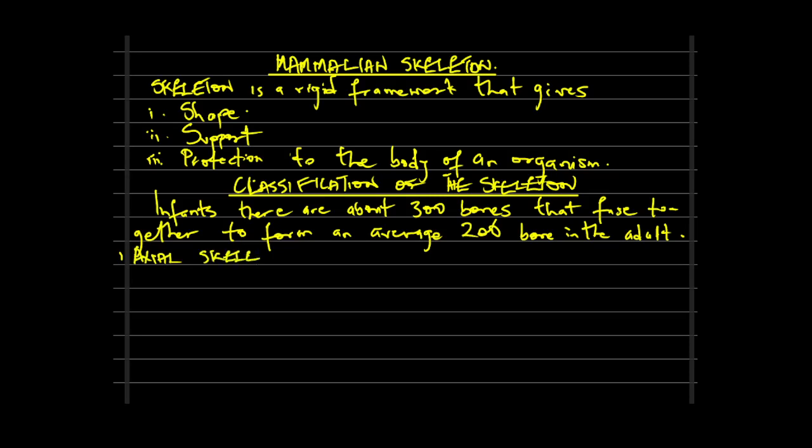So what is the axial skeleton? Actually, we have two classifications here: the axial skeleton and the appendicular skeleton. We'll be starting with the axial skeleton. What do we refer to as the axial skeleton? The axial skeleton makes up the following.